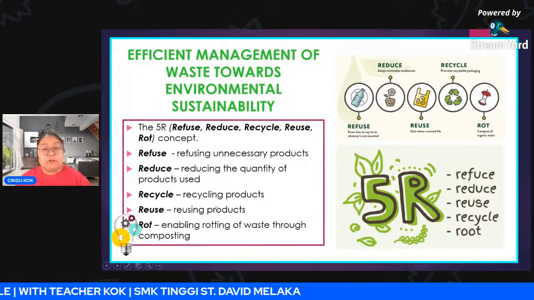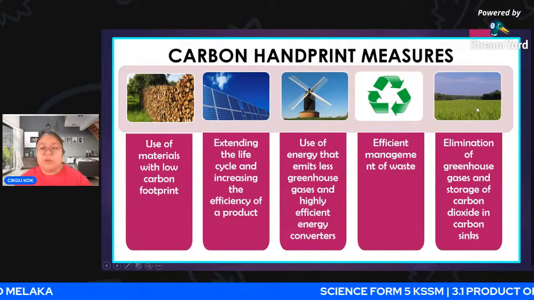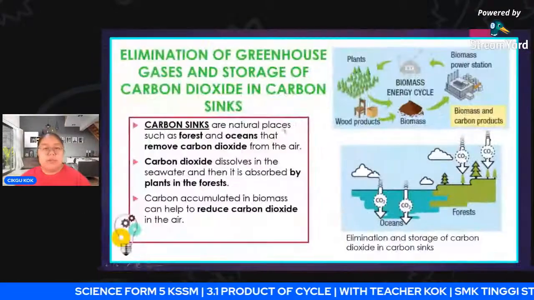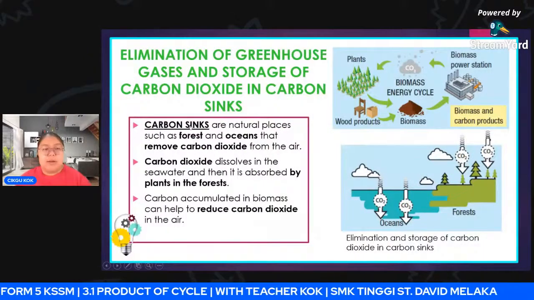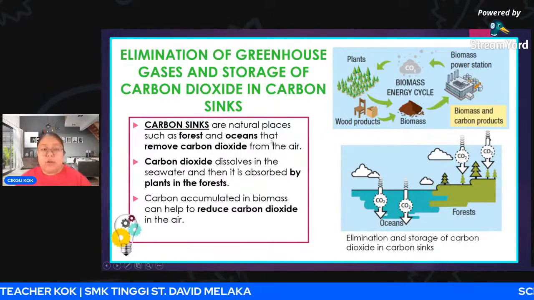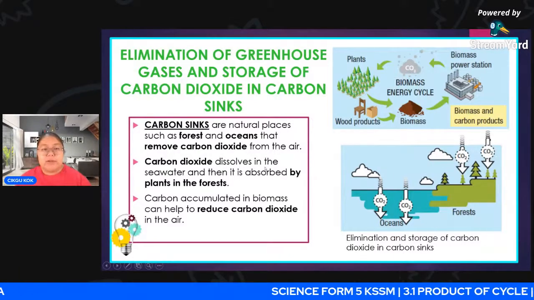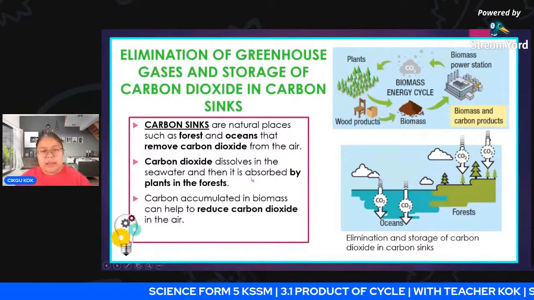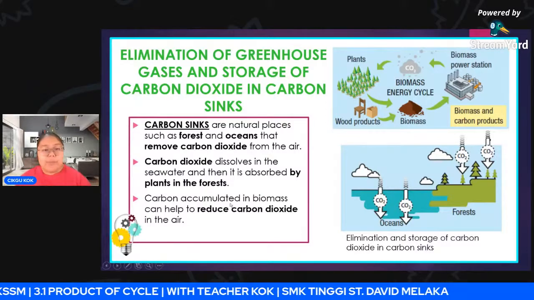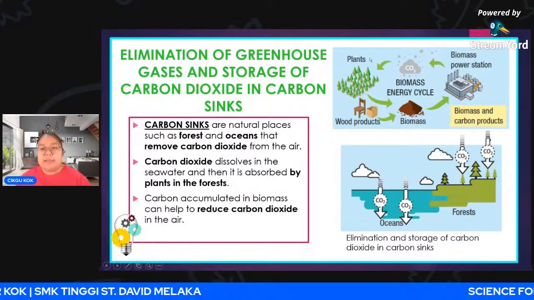Okay, so we go to the last part. The last part is elimination of the greenhouse gas. So we're talking about the carbon dioxide sink. How to sink? This one is an example of how to make a carbon sink. A carbon sink is a natural place such as the forest or the ocean that removes the carbon dioxide from the air. Carbon dioxide dissolves in the seawater and then is absorbed by the plants in the forest. So from here, the carbon will accumulate in the biomass and help to reduce the carbon dioxide in the air. So you can see the diagram here.